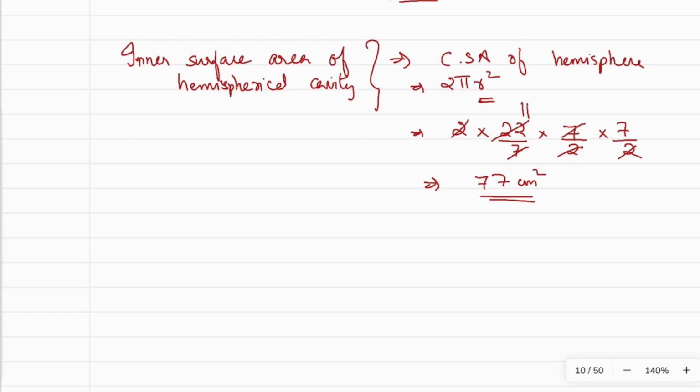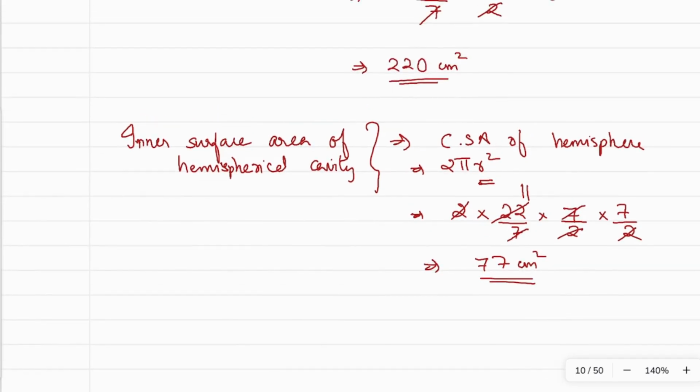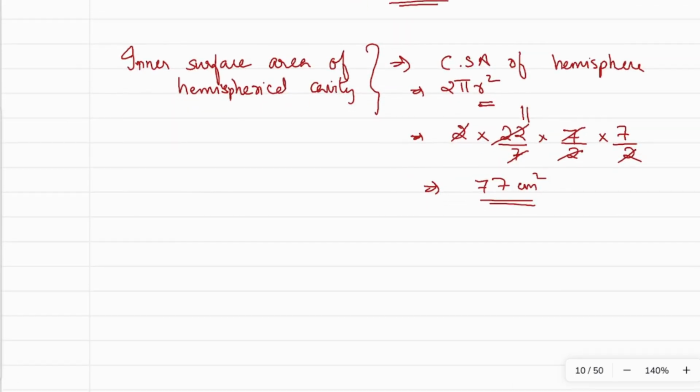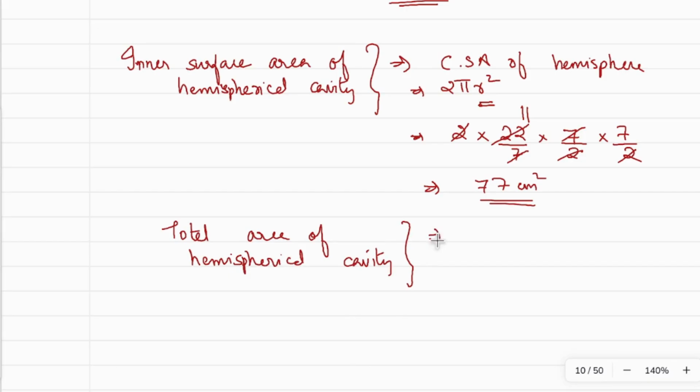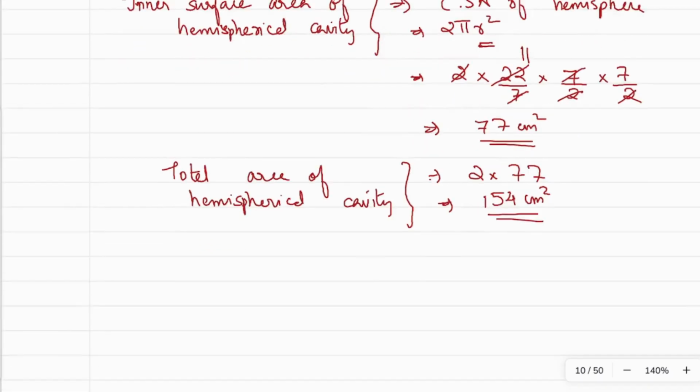How many such areas, how many such grooves are there? 2 grooves are there. Therefore, the total area of the hemispherical cavity: how many such cavities are there? 2. That is 2 into 77, which is equal to 154 centimeter square.